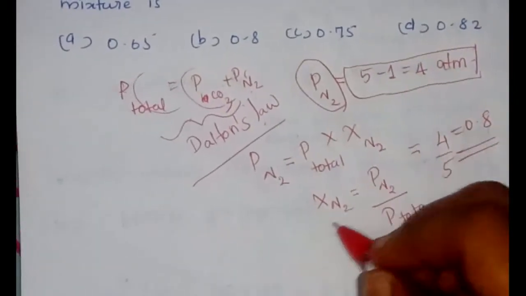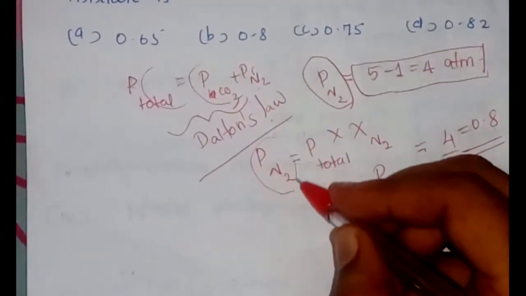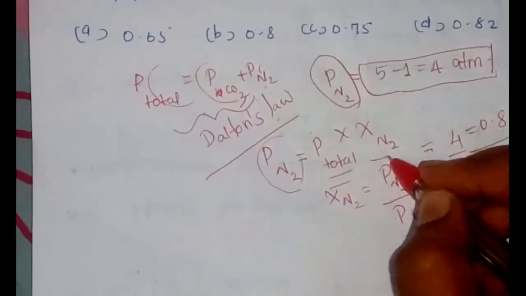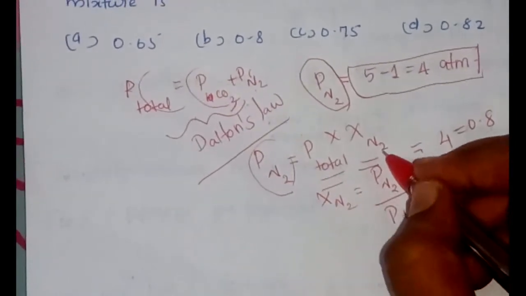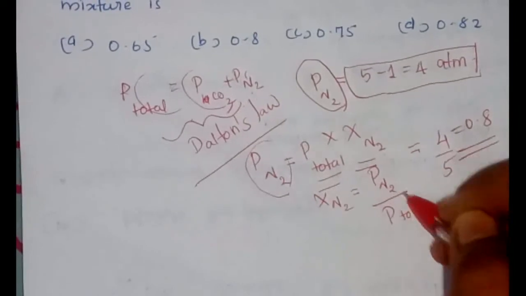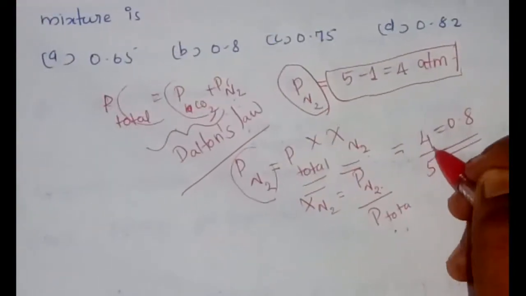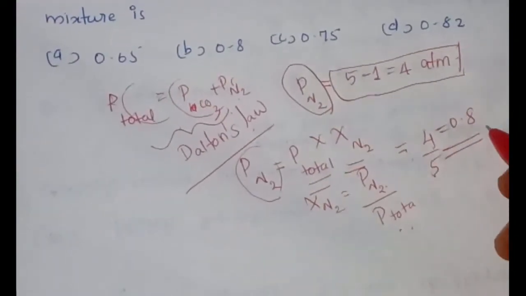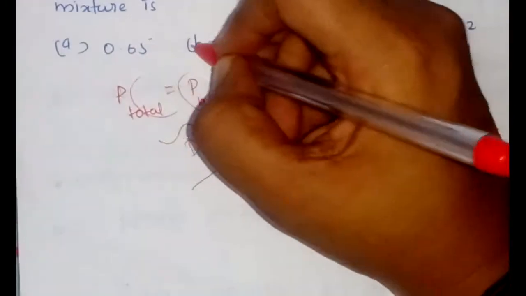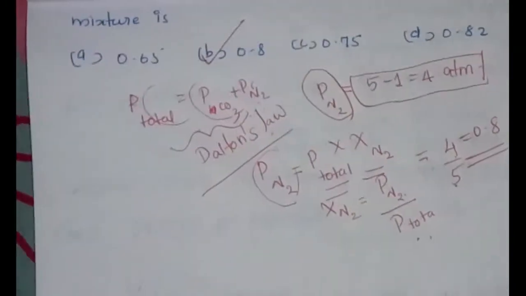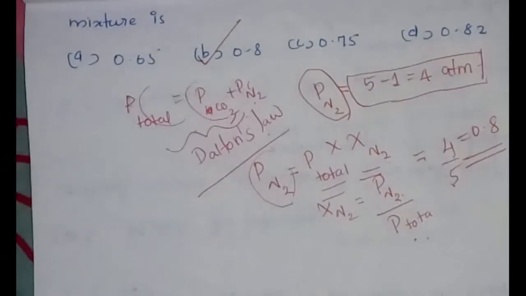Now another relation that we have studied is that the partial pressure is equal to the total pressure times the mole fraction. Now how do we find the mole fraction? Mole fraction will be partial pressure divided by total pressure, which is equal to 4 by 5, and the answer would be 0.8, which is option B. So that is our answer.